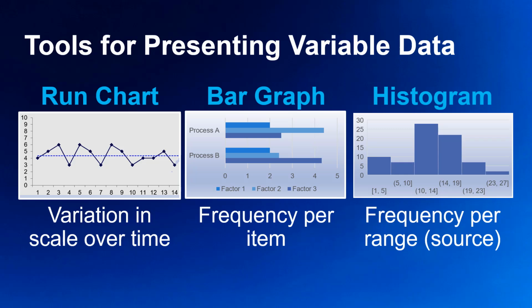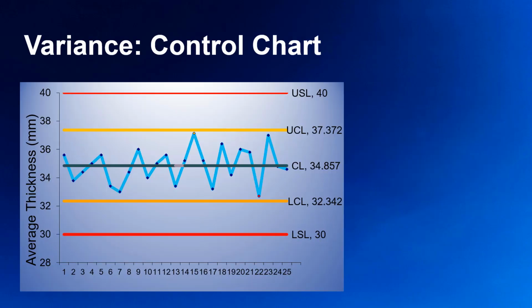So, let's take a deeper dive into a special type of run chart. The statistical control chart shows us if a process is stable or that it has predictable performance. It is based on the run chart, but instead of marking variance in one metric over time, the control chart may show variances in a set of samples.